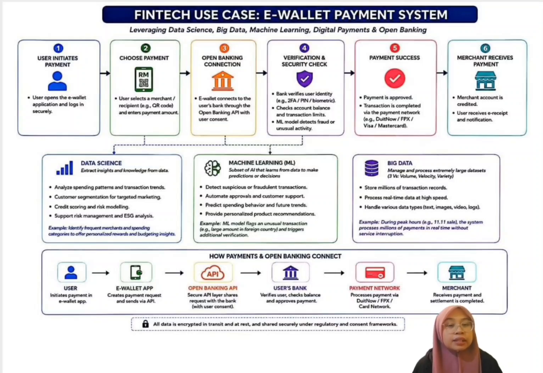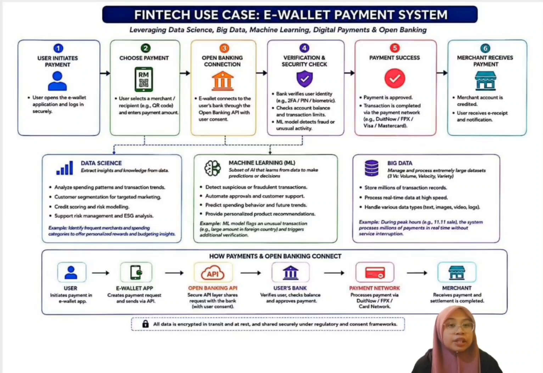At this stage, data science starts collecting and analyzing transaction data such as the payment amount, merchant, and spending pattern. For example, if the user often buys food using the e-wallet, the system learns their spending behavior and can later provide useful spending insight or personalized promotion.